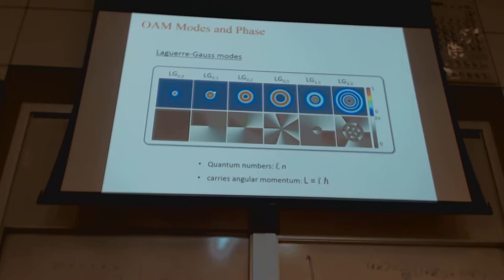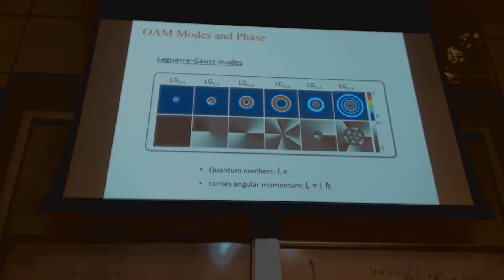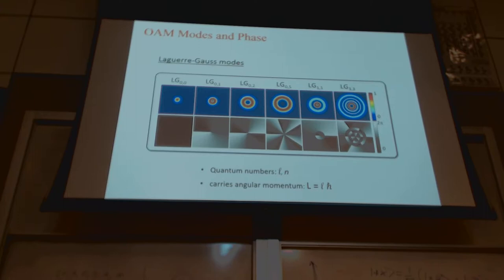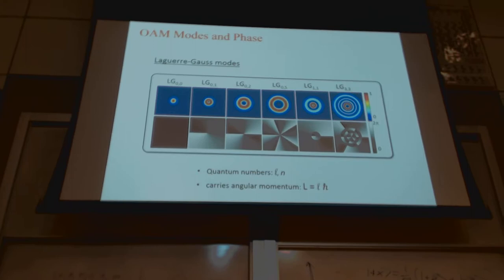LG01 is a mode which carries one unit of angular momentum. So the phase when you go around here goes from 0 to 2 pi once. In the middle you have a singularity because the phase is undefined. And it's actually this singularity which is helpful in propagation through turbulent media and so on, because the existence of the singularity is rather stable against disturbance.